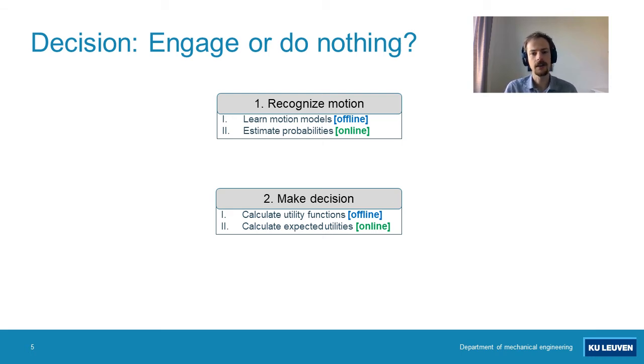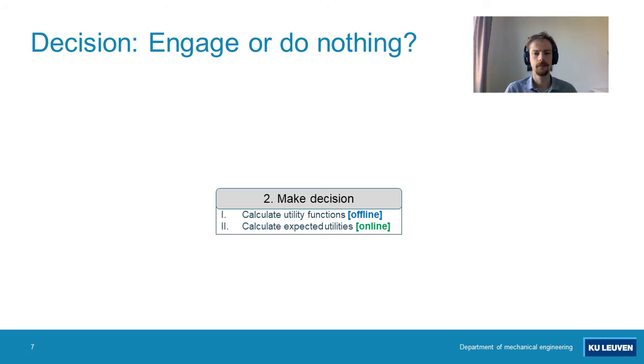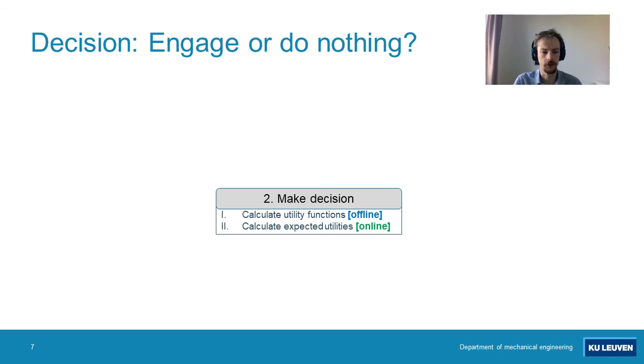However, to calculate these expected utilities, we first need to calculate utility functions offline. In the end, the controller will decide to engage the support mechanism when the reward or the expected utility for engaging is larger than the expected reward or expected utility of doing nothing. The main focus of this contribution is on how to calculate the utility functions.